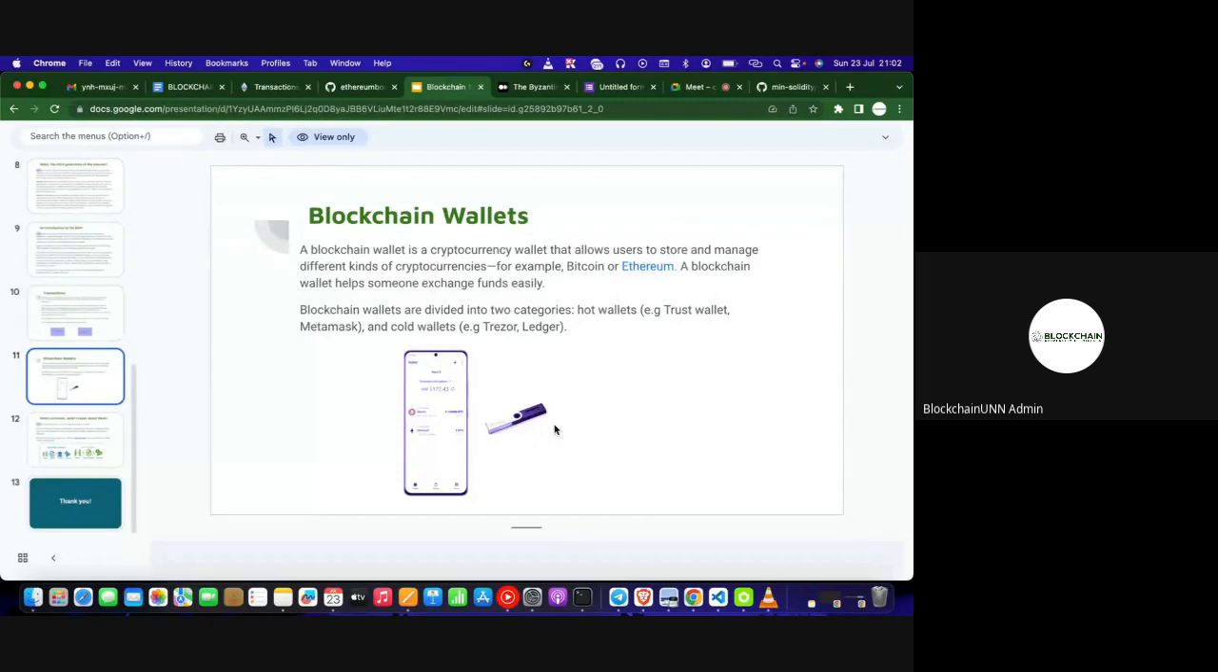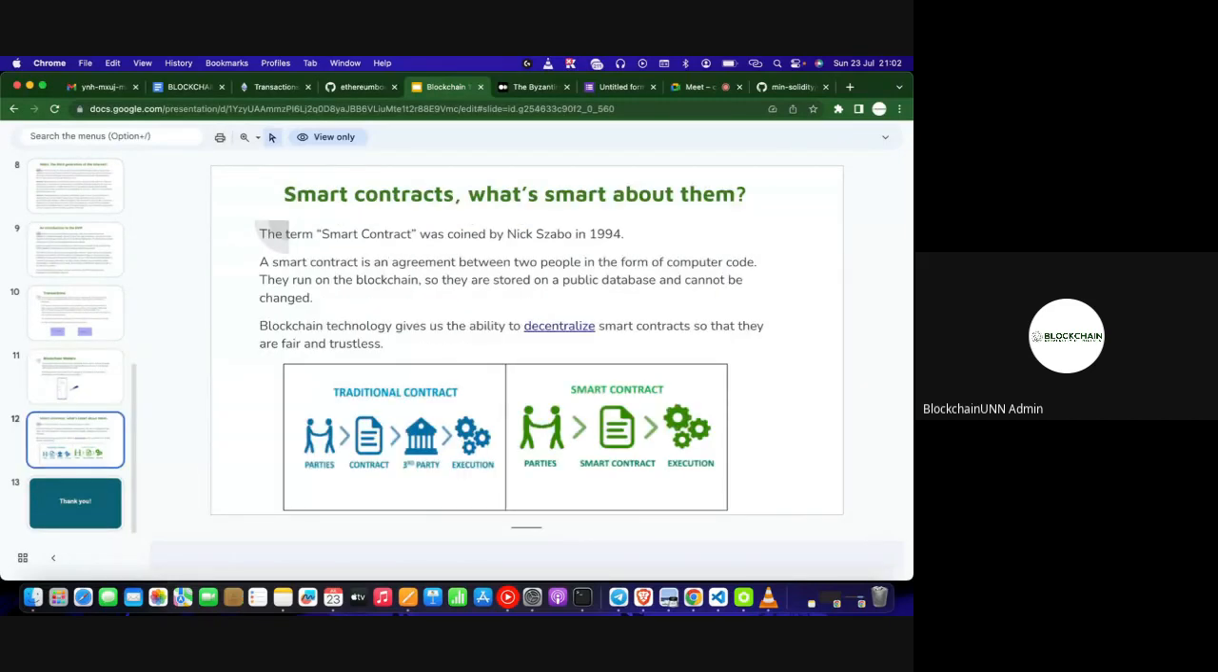But the last thing we're going to look at for today is smart contracts. Now, we've talked about smart contracts time and time again, so I believe we already have a basic understanding of it, right? The term smart contract was coined by Szabo in 1994, and it's basically an agreement between two people in the form of computer code. You know how you can run custom logic on computers using programming languages like JavaScript and so on. Smart contracts are similar, right?